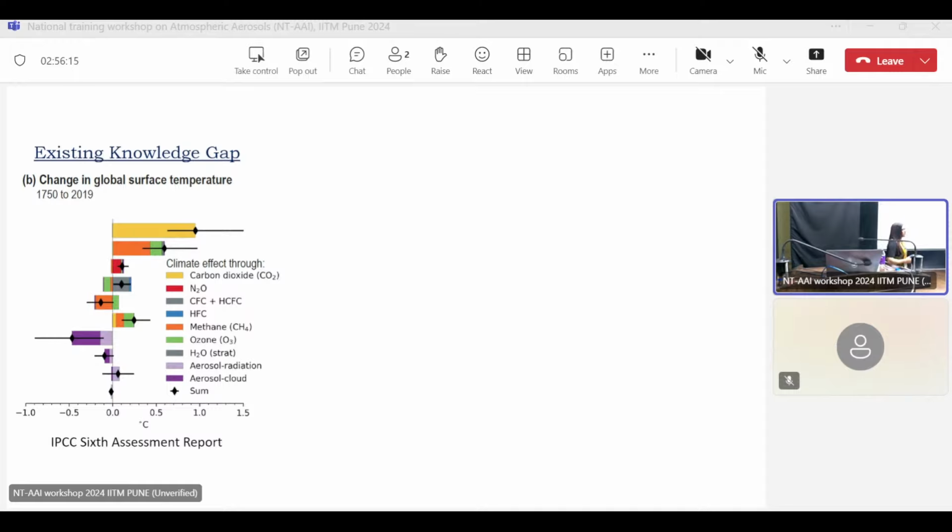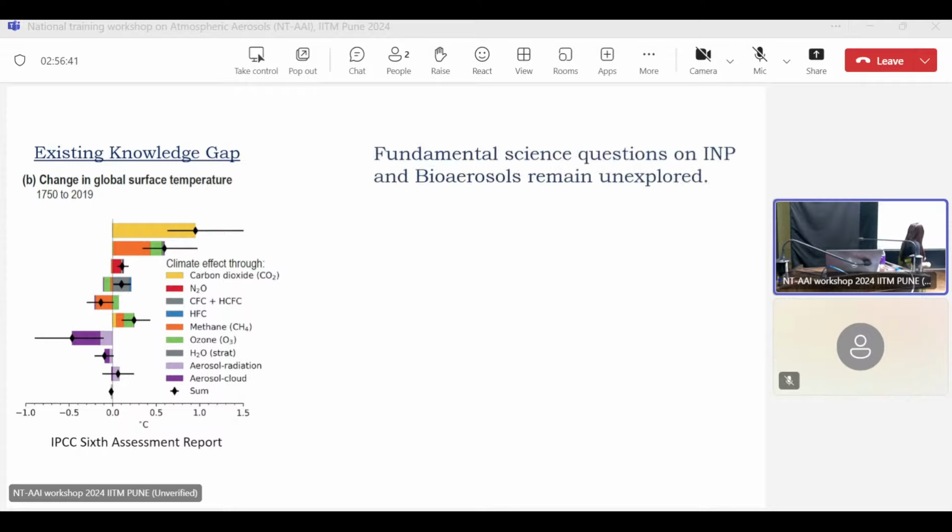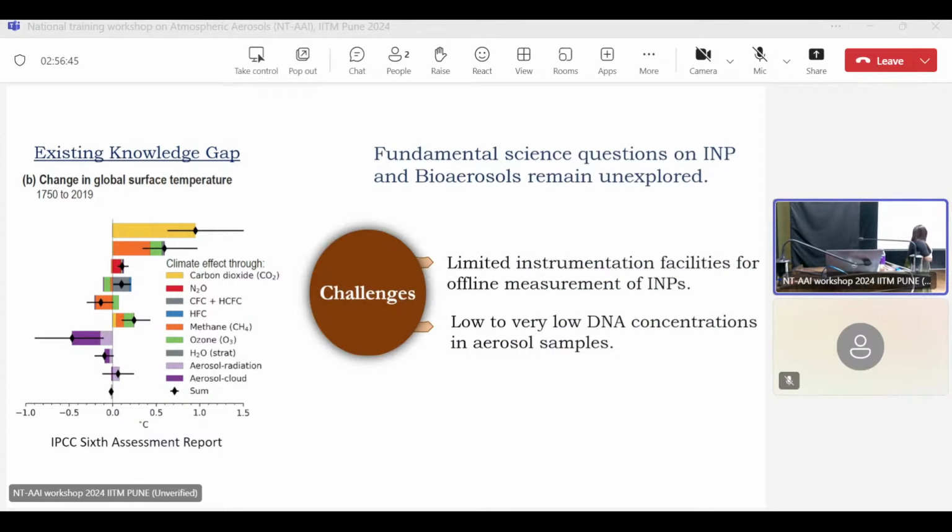So coming to the conclusion. When we say conclusion, we are awake, right? So I'm proceeding towards the last slide, and we all know that there is an existing knowledge gap in aerosol cloud interactions. This is huge. It has already been said. So we should have more and more knowledge about CCN and INP aerosol cloud interactions to solve the puzzle piece by piece. Fundamental science questions on INP and bioaerosols remain unexplored.